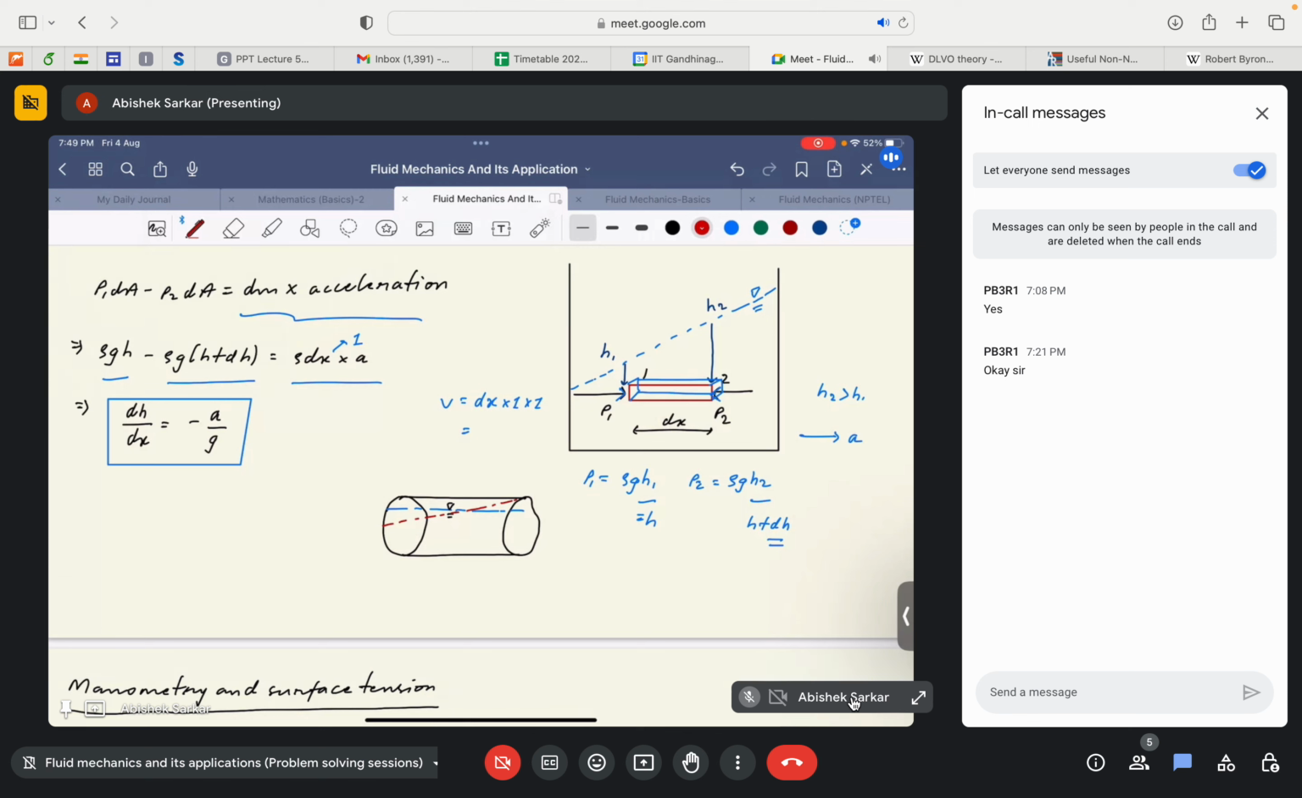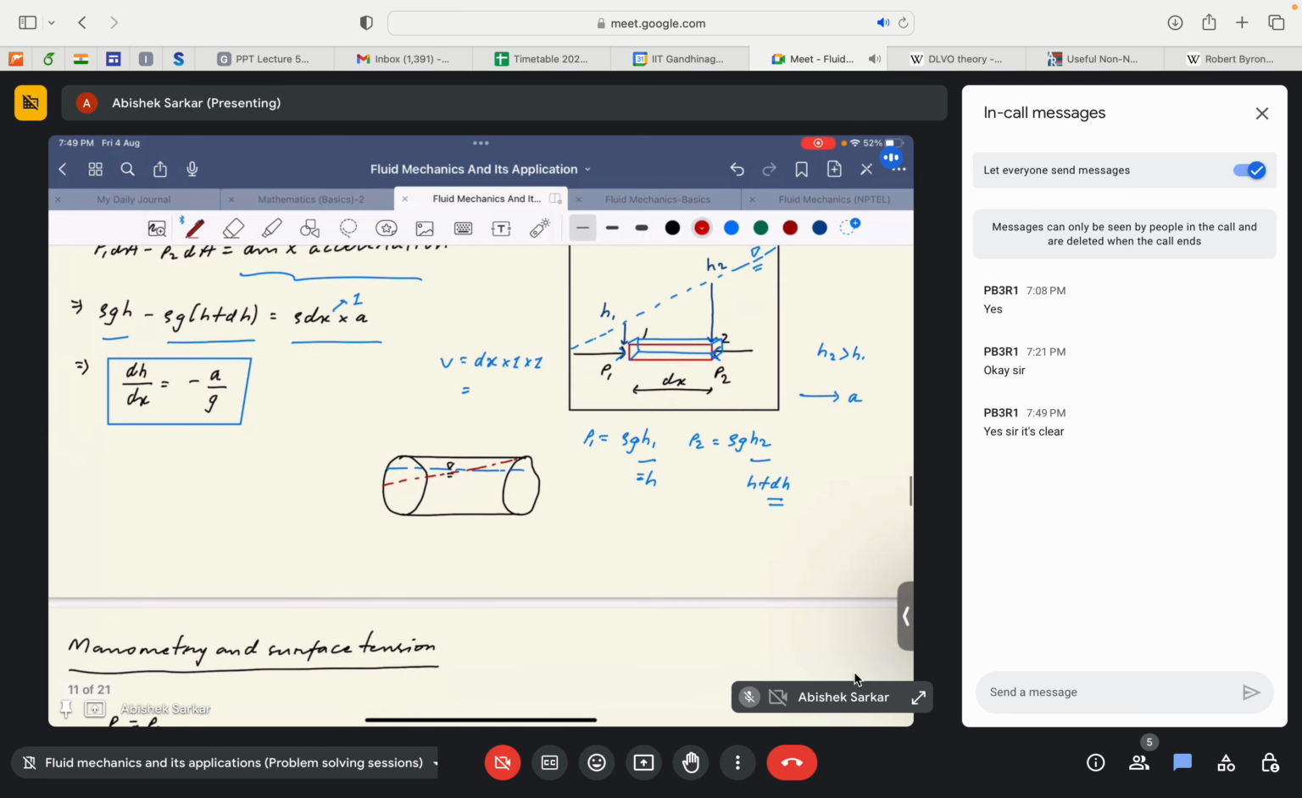I hope it was clear. Just trying to give you an intuitive understanding of in which scenarios such kind of tilt in the free surface could occur. So is the example clear? Okay? Thank you so much.